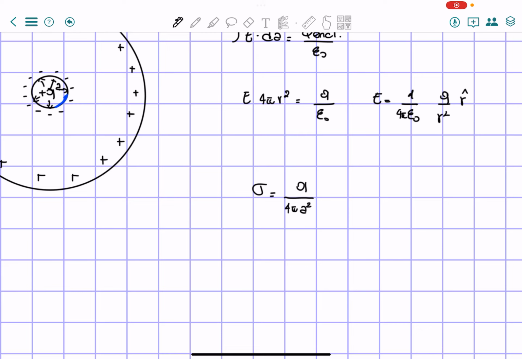Now, how do we know what is the charge inside? Well, we can look at it and think, what matters, the charge on the inside of the sphere or the charge on the surface? Well, it actually matters what is inside.